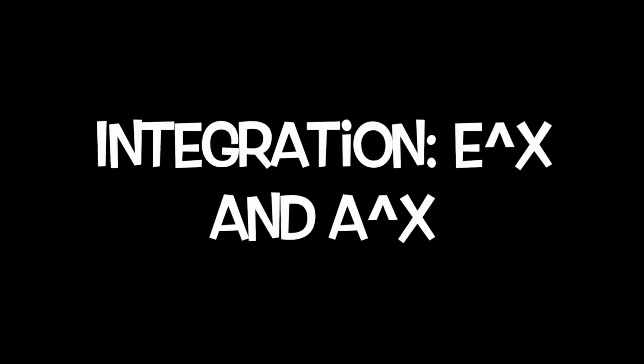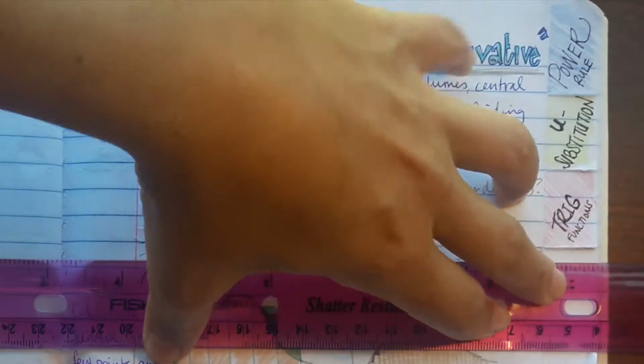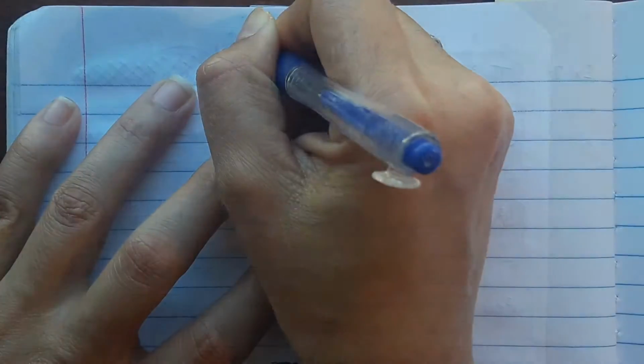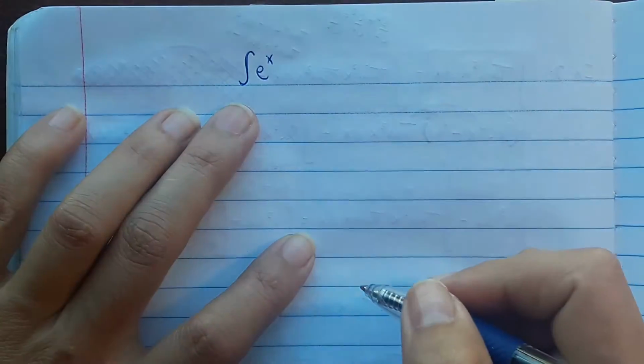We're going to take a look at integration of e to the x and a to the x. So go ahead and make a tab and label it e to the x and a to the x. Alright, so the integral of e to the x.